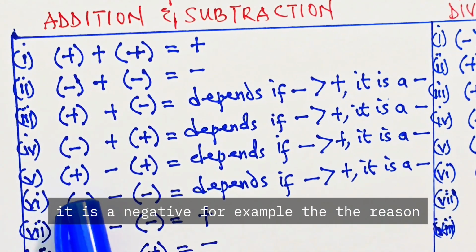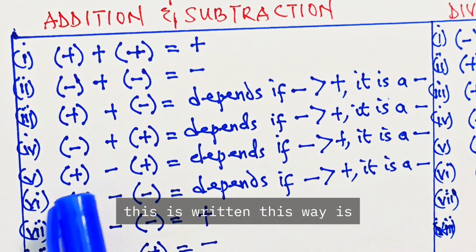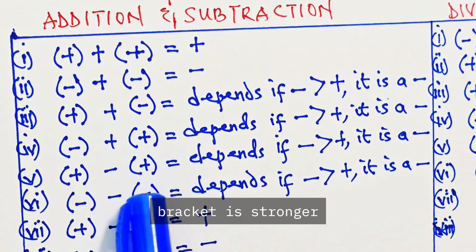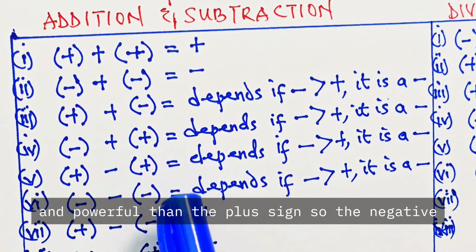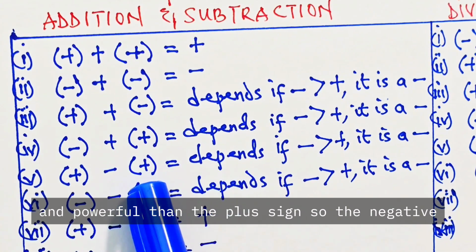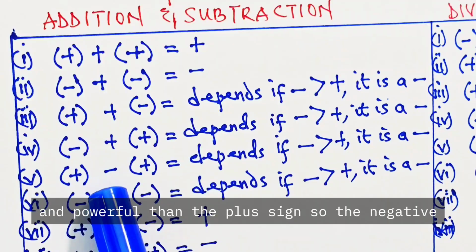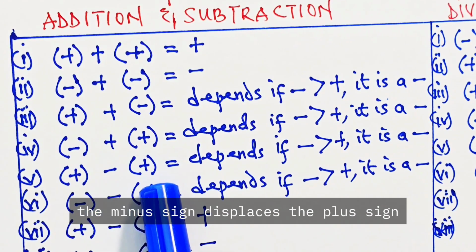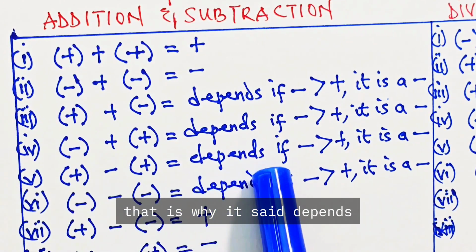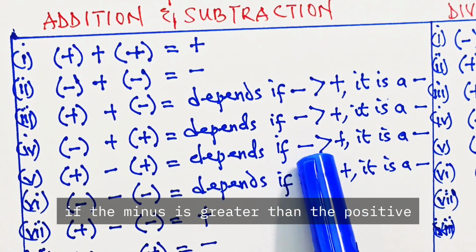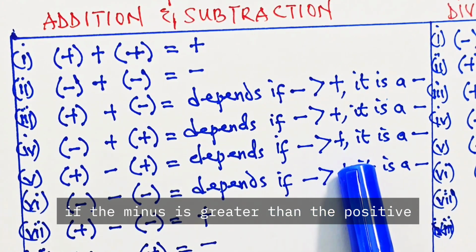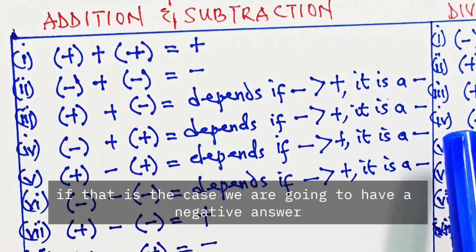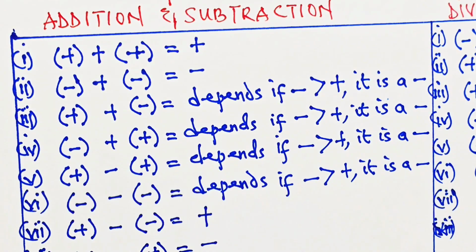For example, the reason this is written this way is that whenever you have a negative, to open a bracket is stronger and more powerful than the plus sign. So the minus sign displaces the plus sign. That is why it says it depends if the minus is greater than the positive. If that is the case, we are going to have a negative answer.